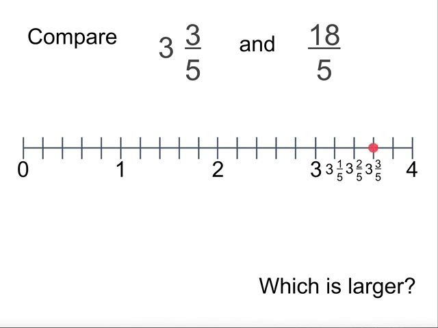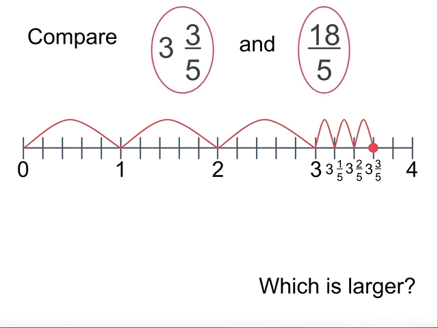For our 18/5, we know 5/5 is our whole number 1. So 10/5 is 2, 15/5 is 3, and then we have 16, 17, and 18/5 is there. So we can see that 3 3/5 is the same value as 18/5. In symbols, this means they are equal.